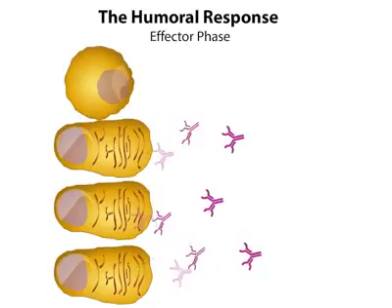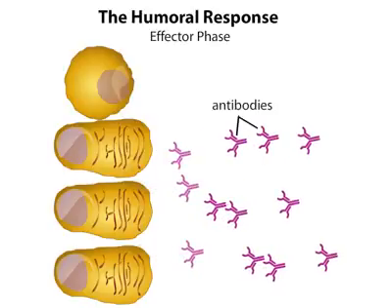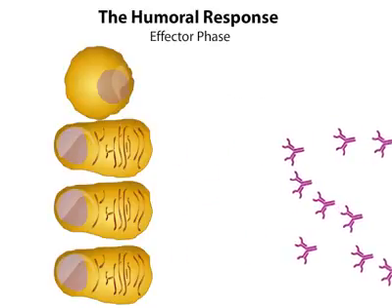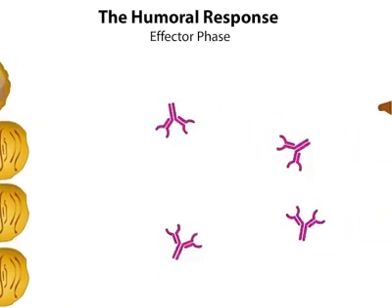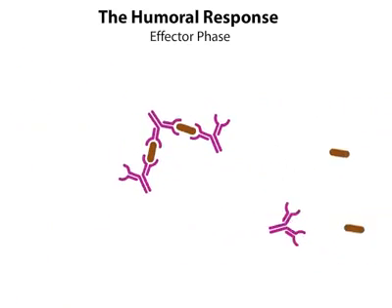They produce and secrete antibodies of the specificity identical to that of the surface receptors on the parent B cell. Like the surface IgM receptors on the parent B cell, the antibodies secreted by the plasma cells can bind to and inactivate the original antigen.